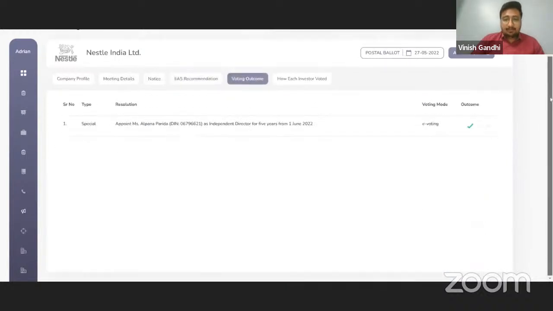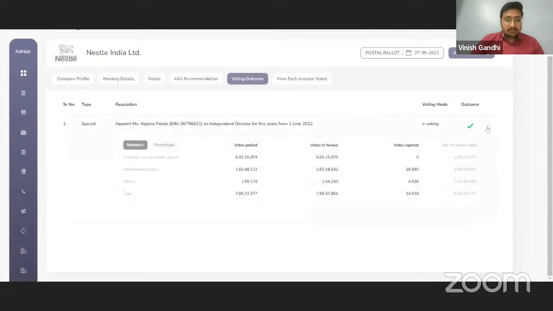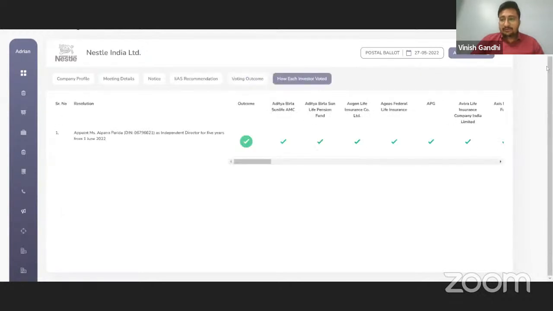Then we have the breakup of voting outcome. This will give you details such as the total number of votes polled, votes that were in favor and votes that were against by each investor group, be it promoter and promoter group, the institutional holders, or others or retail investors. This is also available in percentages, so you definitely understand how much percentage of votes are coming against and from which investor group. Then we have something called how each investor voted, where we have listed all the investors and how they are voting for this particular resolution.